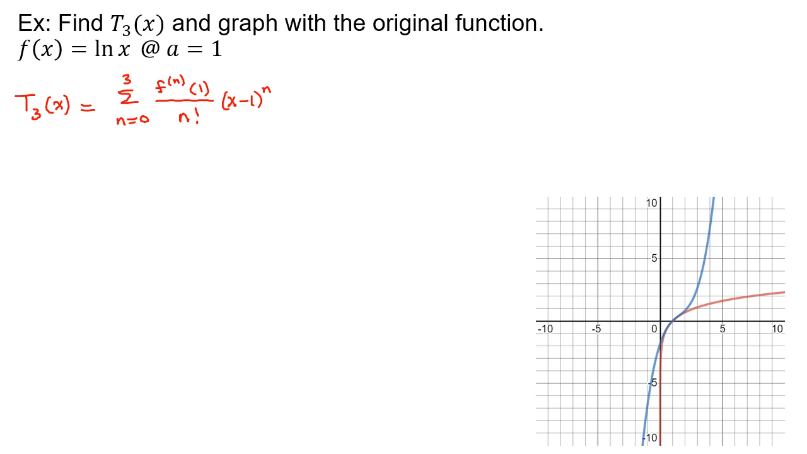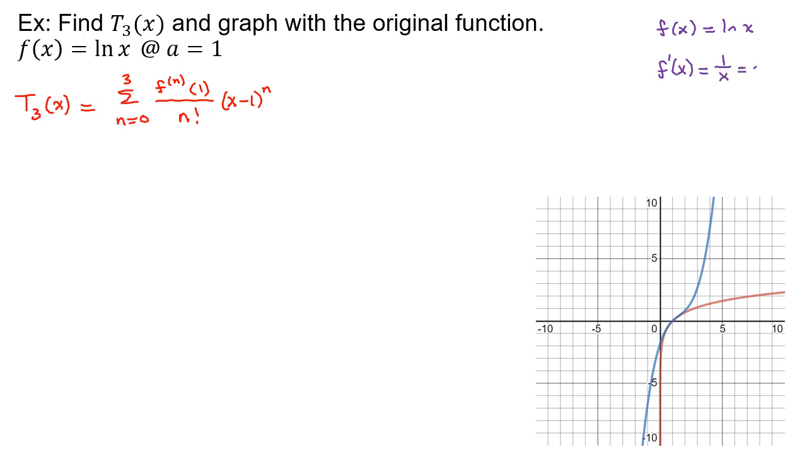So I need a whole bunch of derivatives. My original function is natural log x. I need to get to the third derivative. So that's the 0th derivative, the first derivative. Natural log x would be just 1 over x.